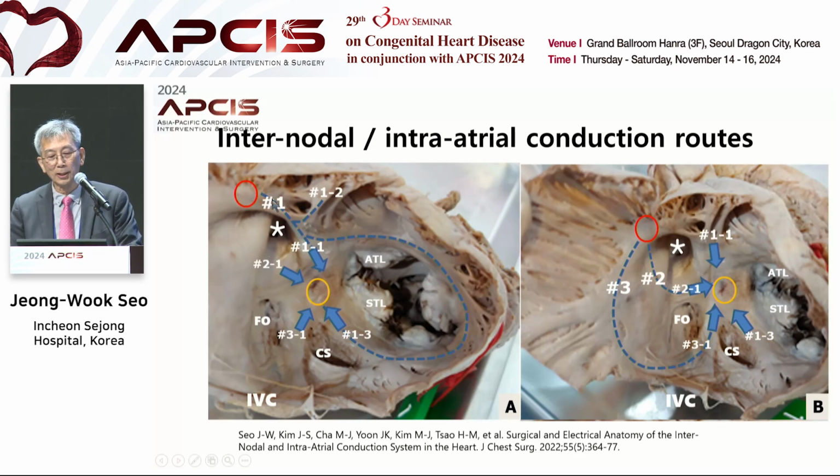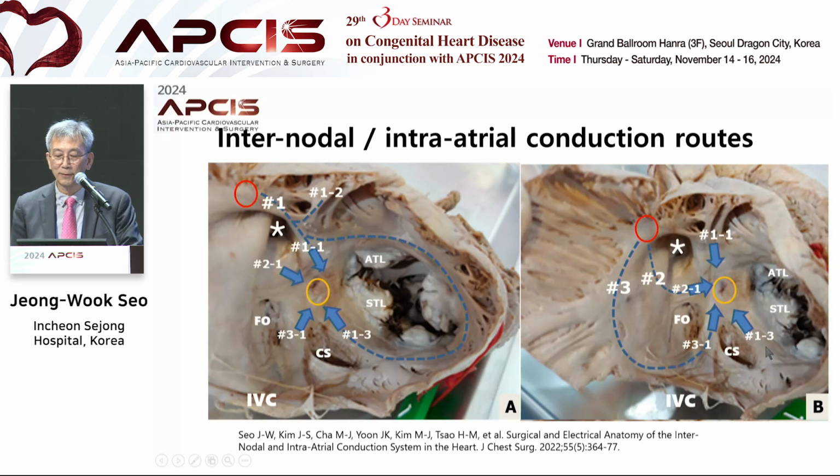The shortest way is this way, and this is part of the Bachmann's bundle pathway. And the next shortest pathway is this pathway. Both arrive at the AV node from the anterior. But on the posterior side, we have the crista terminalis arriving at the posterior end of the AV node area. Also sometimes conduction tissue exists along the supra-tricuspid annulus to arrive at this area. So there are 2 posterior approaches to the AV node and 2 anterior approaches.